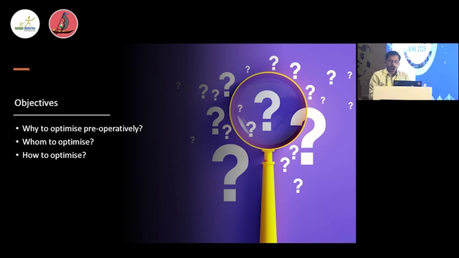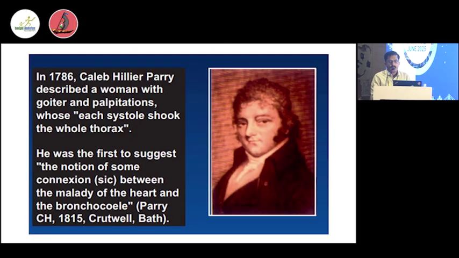The relation between thyroid and heart has been known since as long back as 1786, when Parry described women with goiter and palpitation. And we know that the thyroid hormones have their action in almost all systems of the body, and it is mediated through thyroid hormone receptors, either alpha or beta.